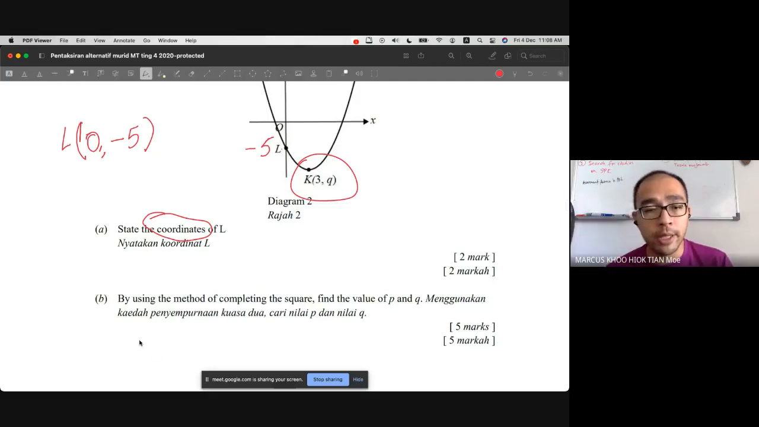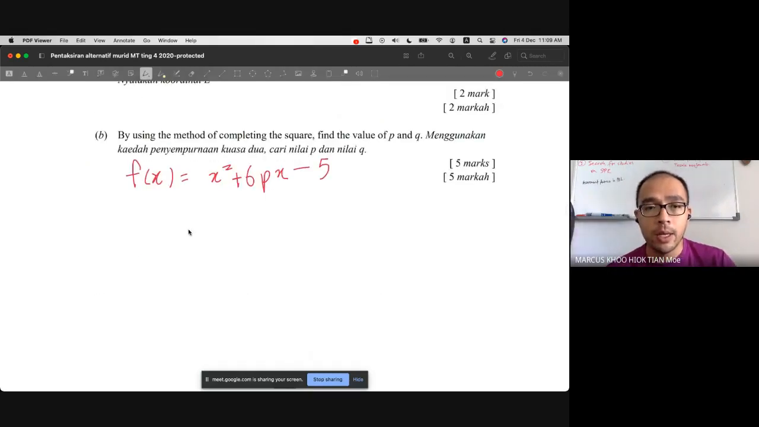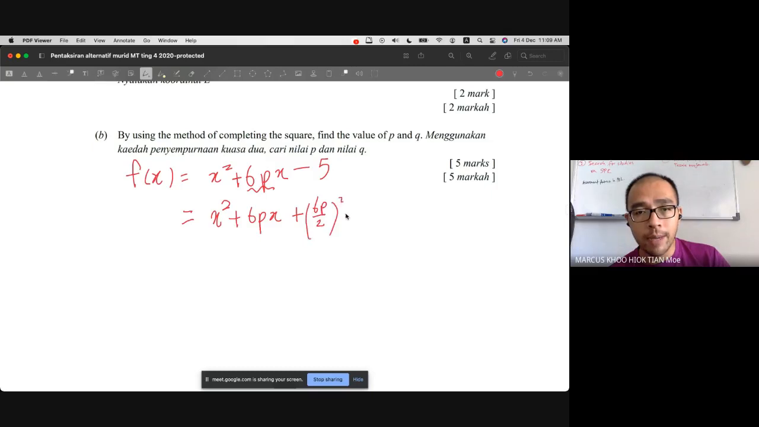Okay, so completing the square, you have f(x) equals x squared plus 6px minus 5. This is the original equation. We want to complete the square. Okay, so completing the square is this important thing. Okay, 6p over 2. So it will be x squared plus 6px plus, we have to divide by 2, so (6p over 2) squared minus (6p over 2) squared. This is the completing the square method.